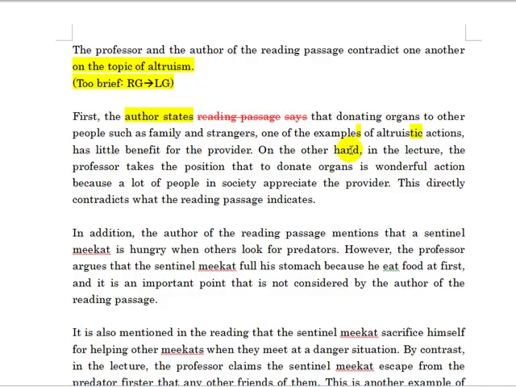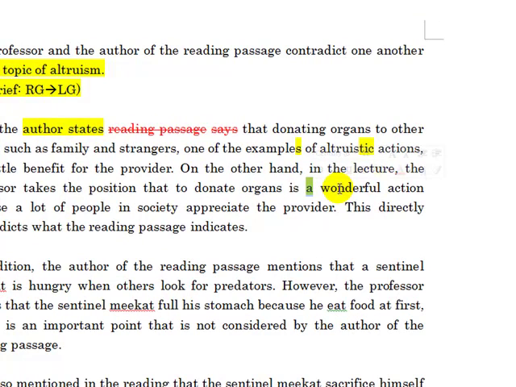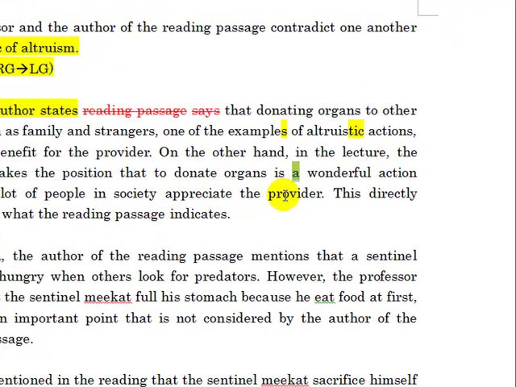On the other hand, this is good. In the lecture, the professor takes the position that to donate organs is a wonderful action. Need an here. This is not a big mistake on TOEFL, but I do correct these mistakes when I see them. So a wonderful action because a lot of people in society appreciate the provider. This is so clear that this is like a reward. Okay, so altruism means there's no reward. So appreciate the provider.